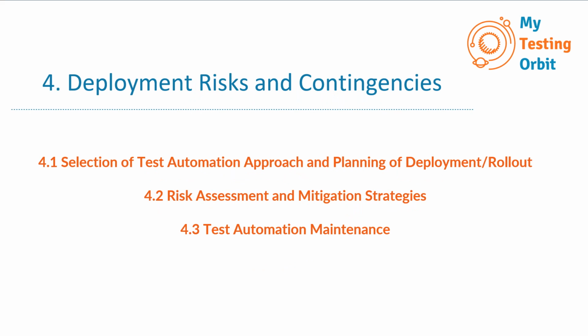So far in Chapter 4, we have covered 4.1 and Section 4.2. Today we will start Section 4.3, which is Test Automation Maintenance.